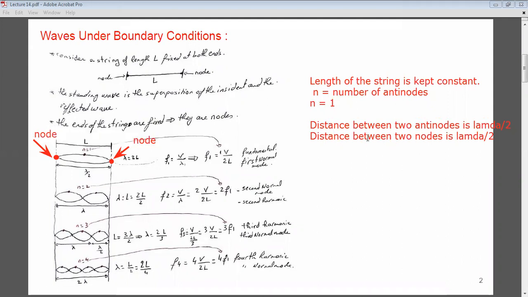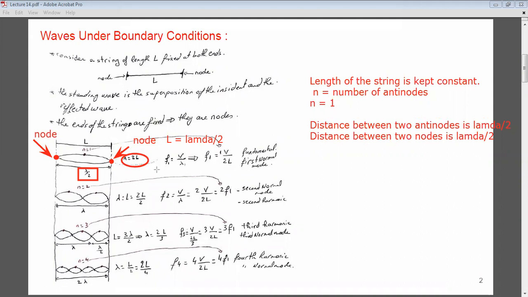Now, the distance between them is lambda over 2. So the distance over here is lambda over 2. But also the distance is L. In this case, this means L is equal to lambda over 2, or we can say it in another way, that lambda is 2L. This we call the fundamental, the first normal mode.